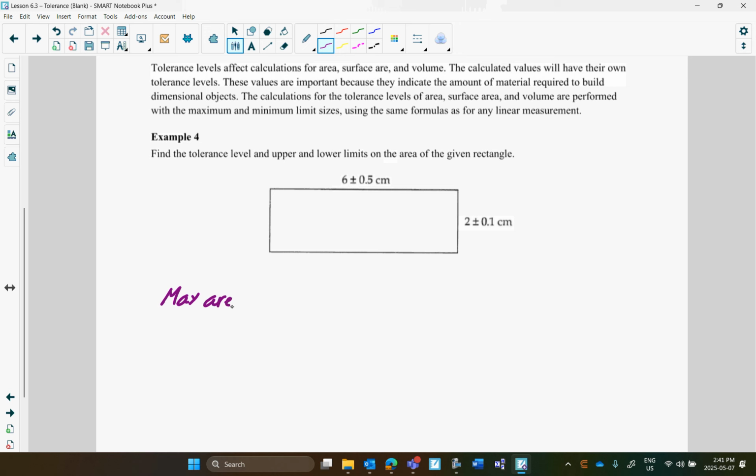I know, it's a fair amount. The maximum area is, well, what's the maximum the length could be? 6.5, so we get it by doing 6 plus 0.5, times the maximum the width could be, 2.1, or 2 plus 0.1. And 6.5 times 2.1 gives me 13.65 centimeters squared.